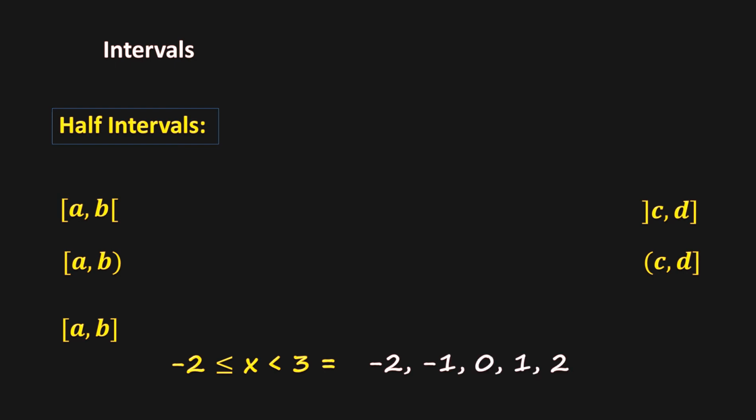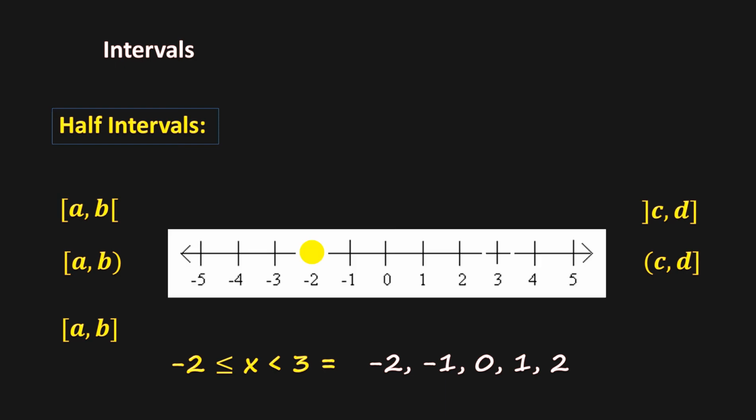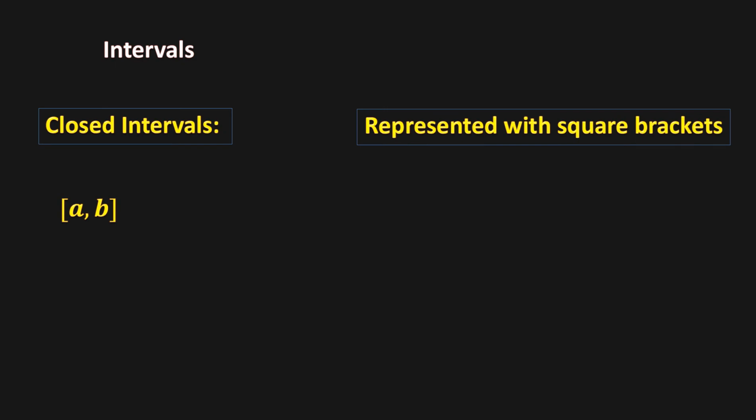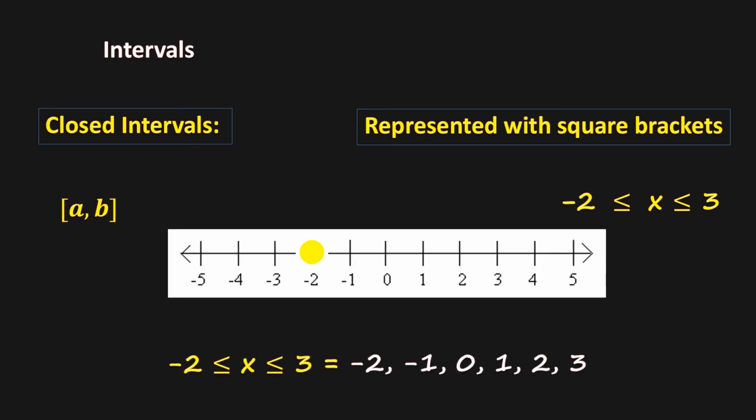So the elements here, -2 is included, but 3 is not included. So -2, -1, 0, 1, 2, if I'm to give the whole numbers in this interval. So using the number line as well, it is closed at -2, so we shade, but we do not shade at 3. And then for closed intervals, we have complete square brackets that are closed. So it's represented with square brackets, and for each of the inequalities used, the equal to sign is included, and in their number line representation, the circles are shaded.